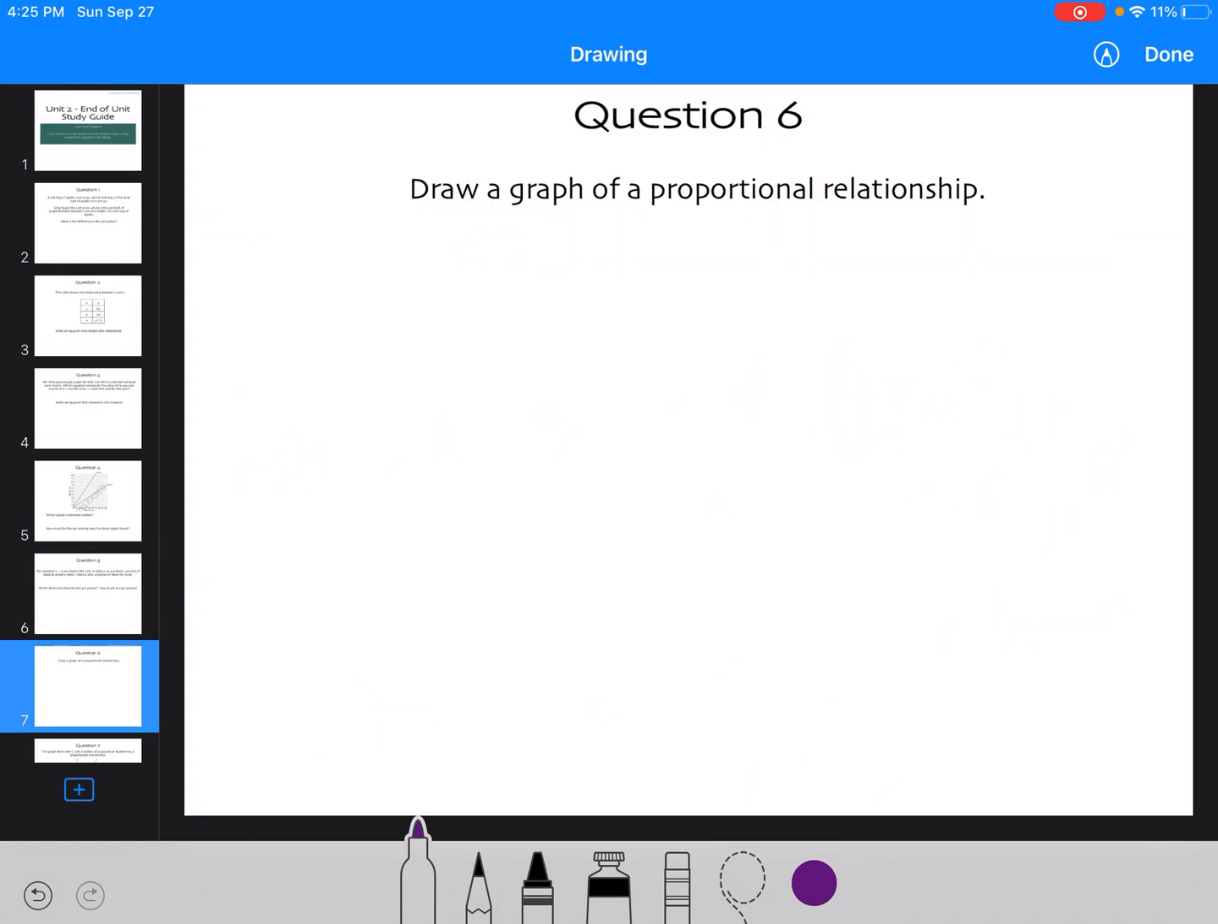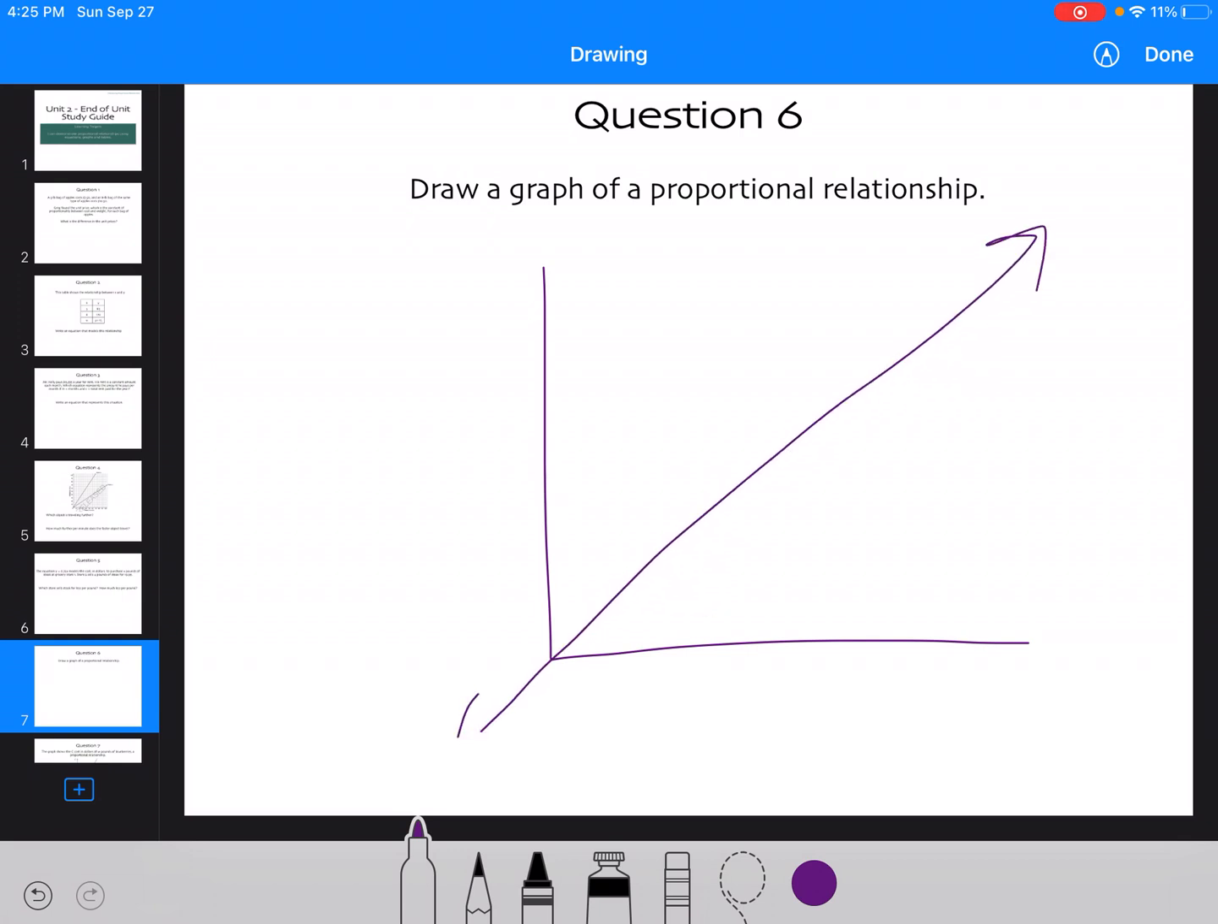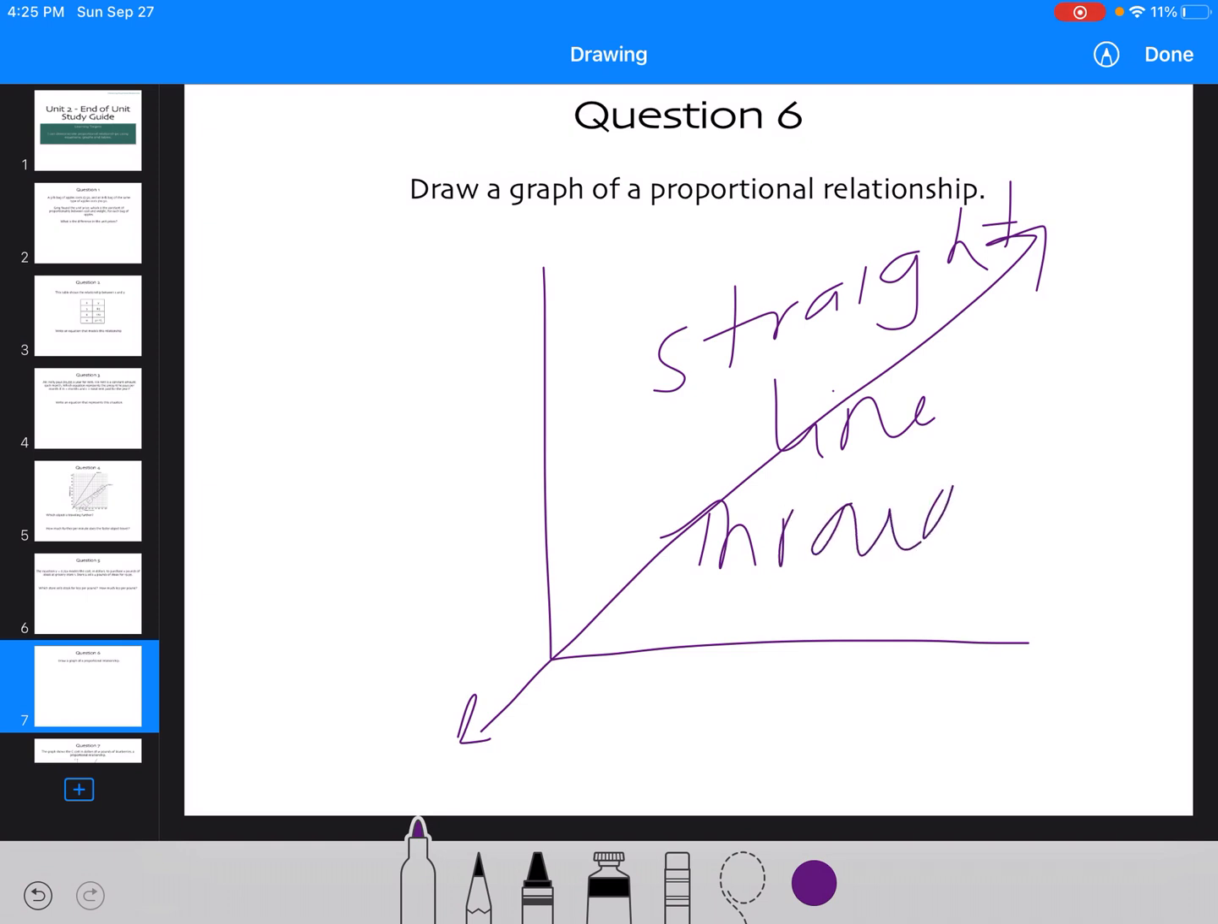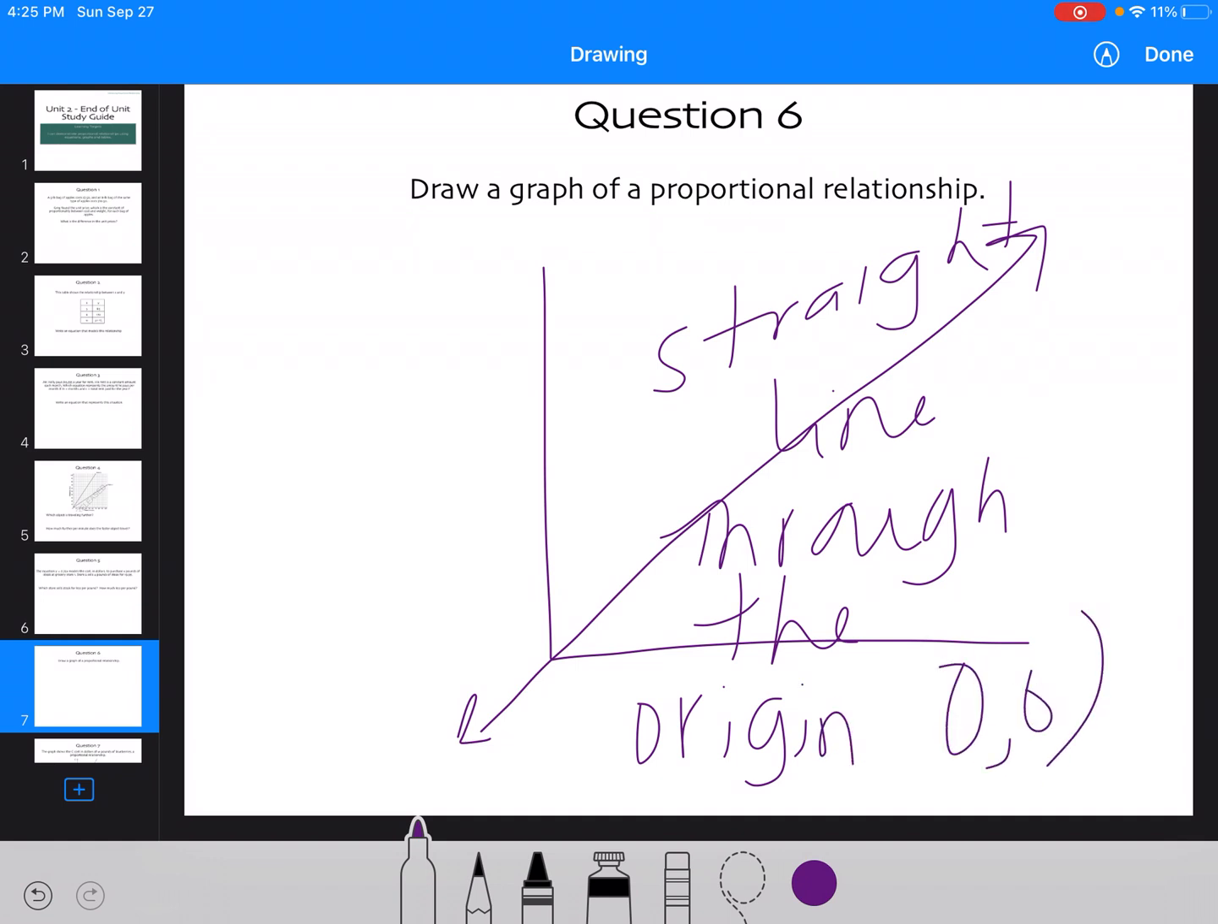Question number 6. Draw a graph of a proportional relationship. So proportional relationship has to be a straight line through the origin.